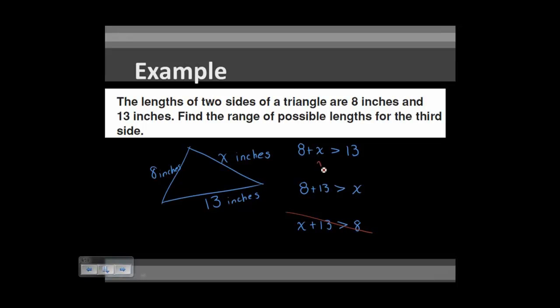If we solve this inequality, we get x has to be greater than 5. That can be one of the sides of the triangle, any number bigger than 5. And if we solve this inequality, we get x is less than 21, because 13 plus 8 is 21. Okay, so that means this side length has to be bigger than 5 and it has to be less than 21. So x has to be less than 21 and it has to be greater than 5. So that's the range of possibilities for the side length of that triangle to form a triangle, according to the triangle inequality theorem.